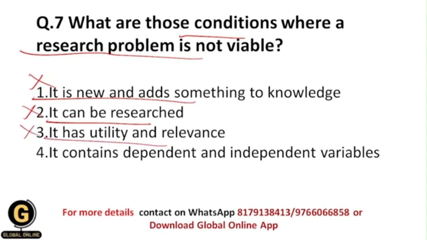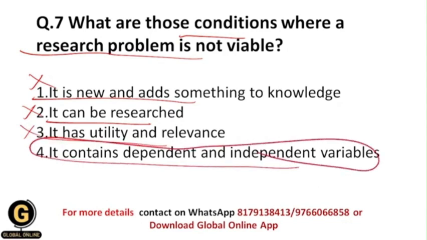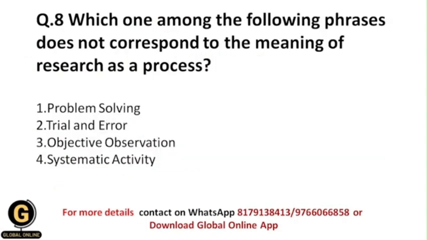It contains dependent and independent variables. Yes, so under this situation the research problem is not viable. Okay, and that's why the correct answer to this question is 4. Okay, which one among the following phrases does not correspond to the meaning of research as a process? So from these options, which is the phrase which does not correspond to the meaning of research as a process?